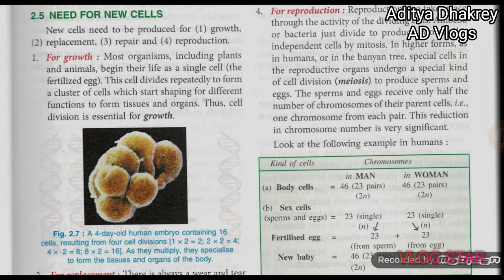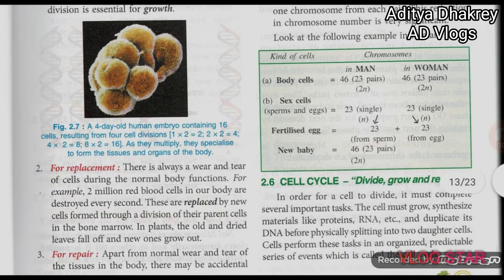The sperms and eggs receive only half of the number of chromosomes of their parent cells, that is, one chromosome from each pair. This reduction in chromosome number is very significant. Look at the following example in humans.